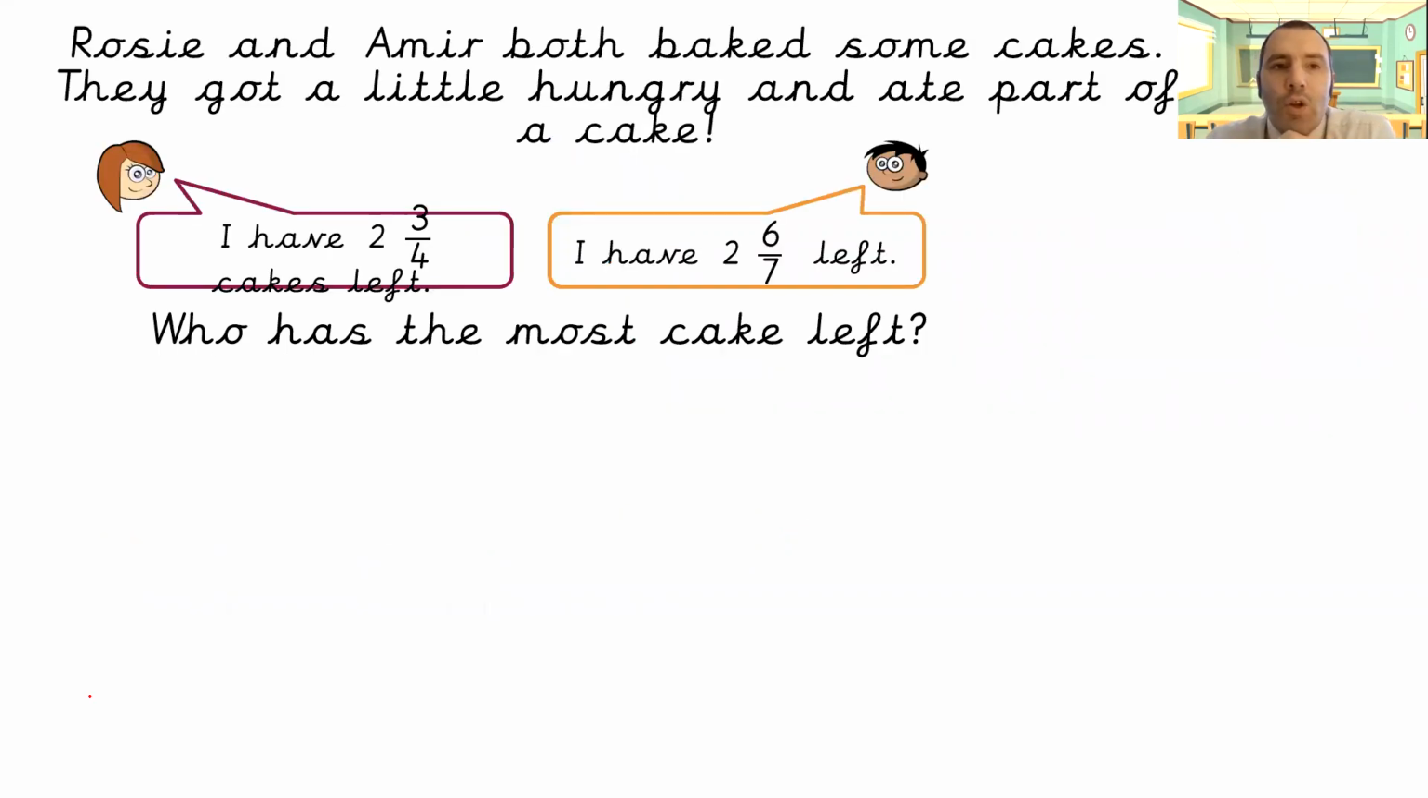So Rosie and Amir both baked some cakes. They got a little hungry and ate part of their cake. So Rosie says, I have 2 3/4 cakes left.